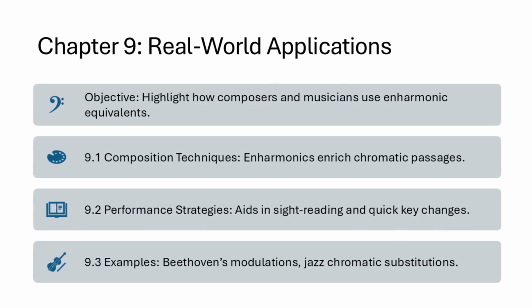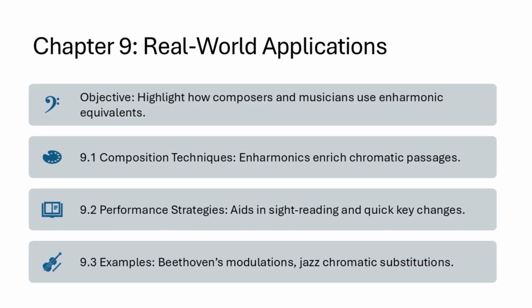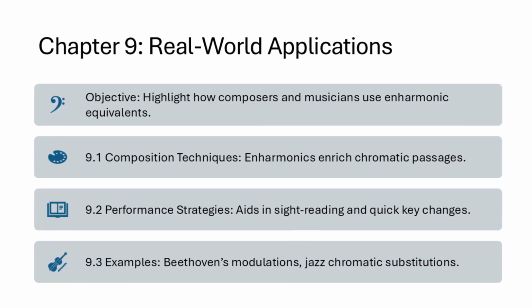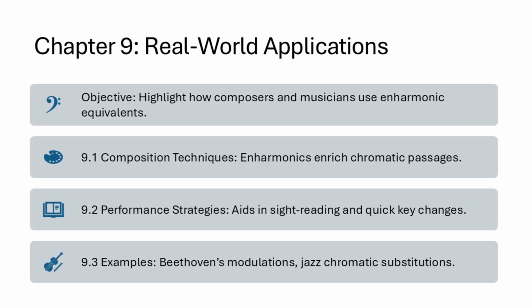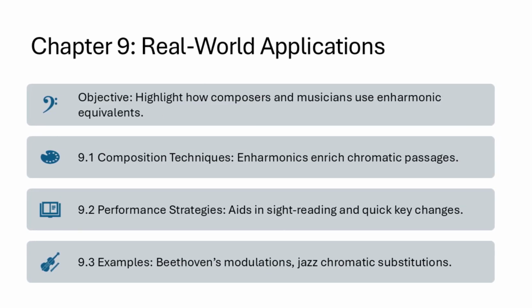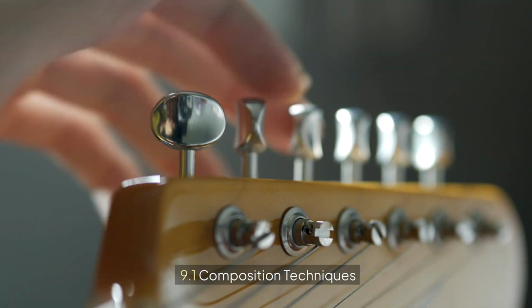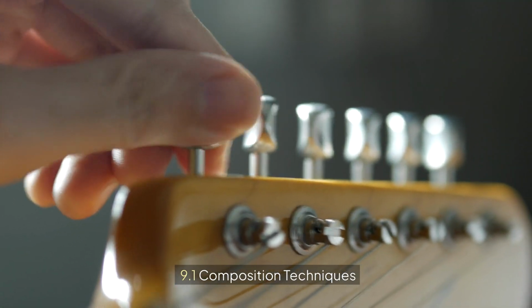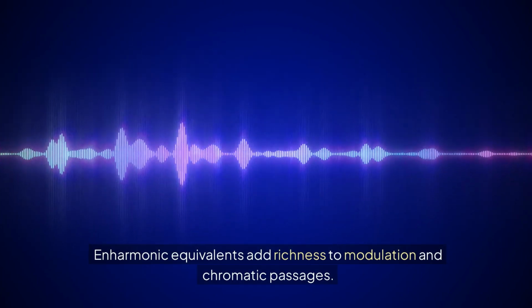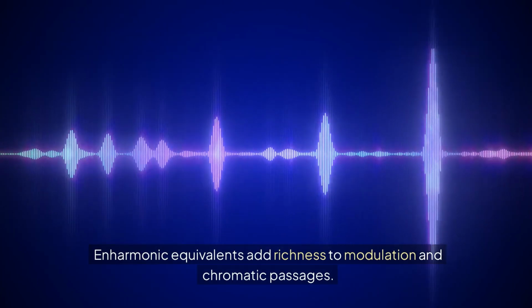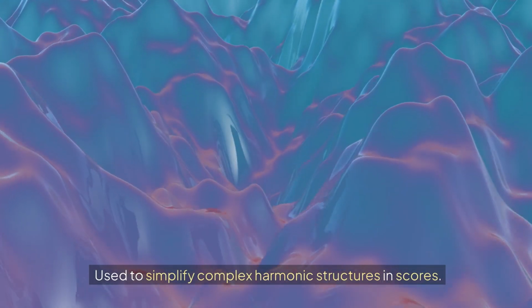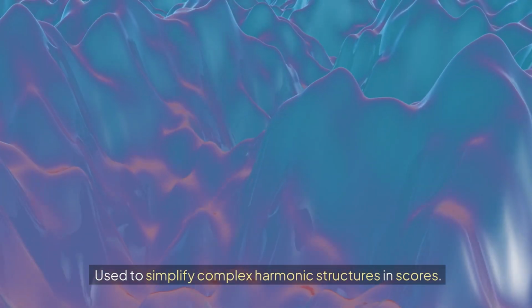Chapter 9, Real-world applications for composers and musicians. Objective: highlight how composers and musicians apply enharmonic equivalence in practical settings. 9.1, composition techniques. Enharmonic equivalents add richness to modulation and chromatic passages, and are used to simplify complex harmonic structures in scores.